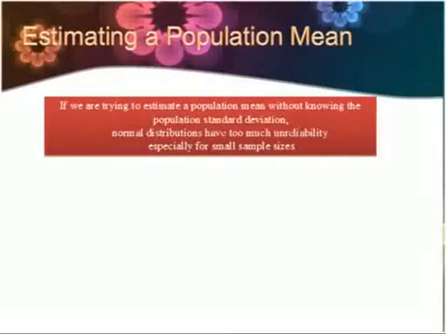If we were trying to estimate a population mean without knowing the population standard deviation, which is almost always the case, normal distributions have too much unreliability, especially for small sample sizes. So before, we would get a z-score, and we found that the z-scores for the sample mean are normally distributed, and so we were able to use our normal distribution. However, we're not going to be using this anymore because we don't know the population standard deviation.